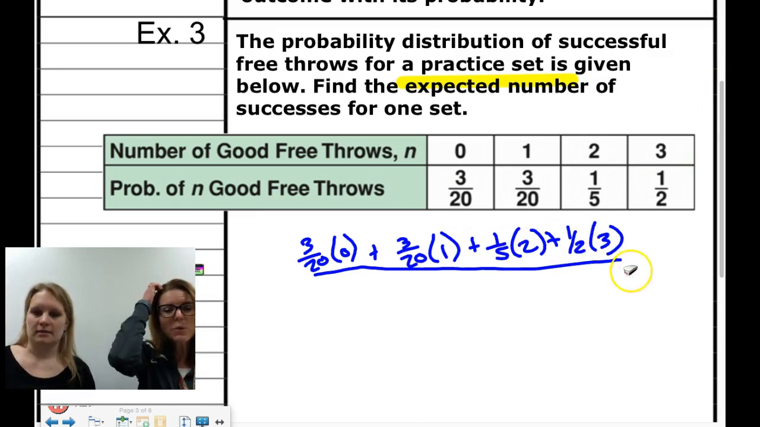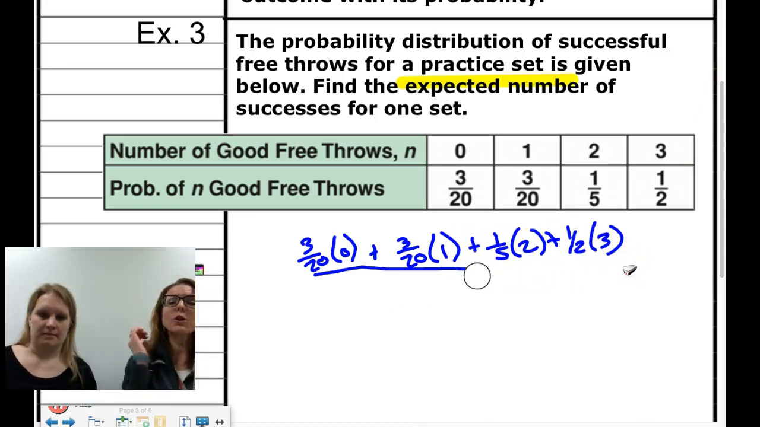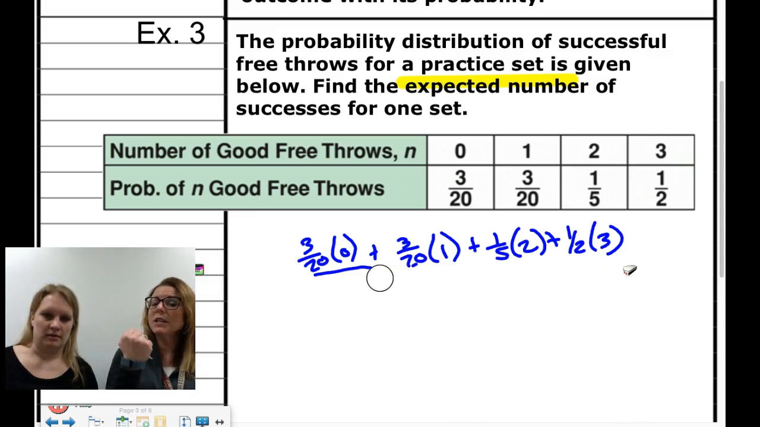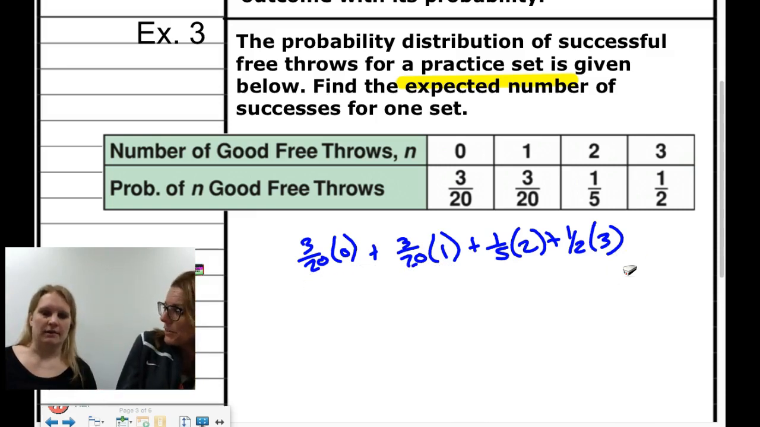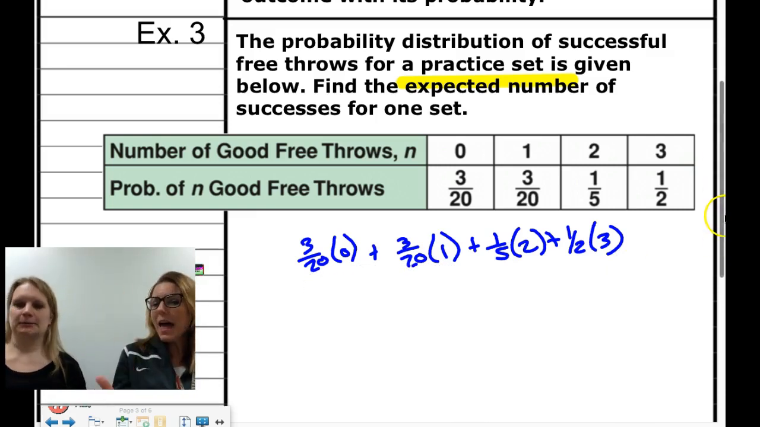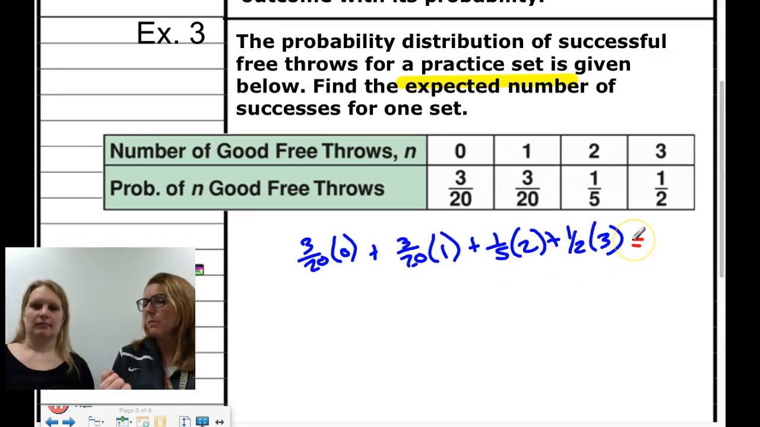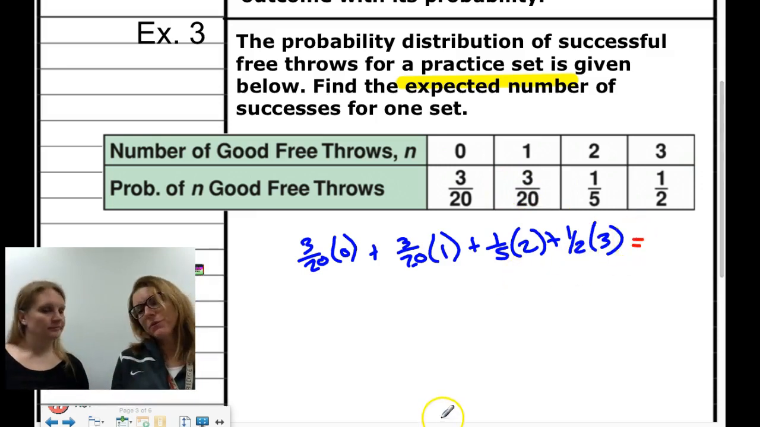That makes sense. So see how it's different? On the last one, we weren't given a probability, we were just given numbers, so we had to have a denominator. Here, we already have a probability, so you're just weighting that probability based on the number of free throws.